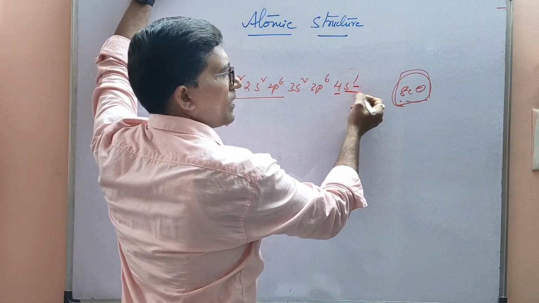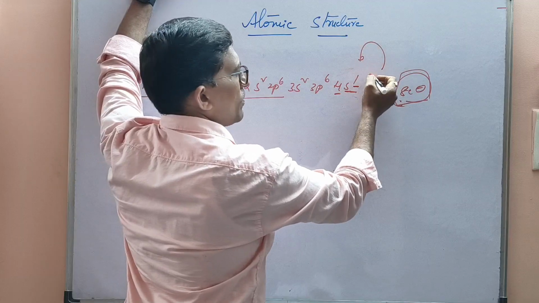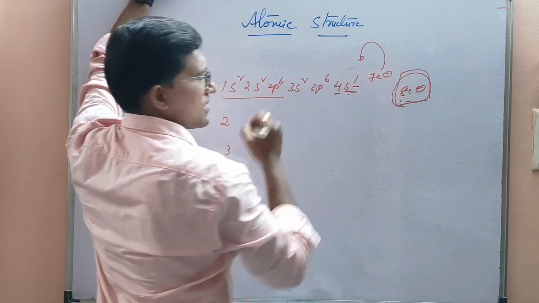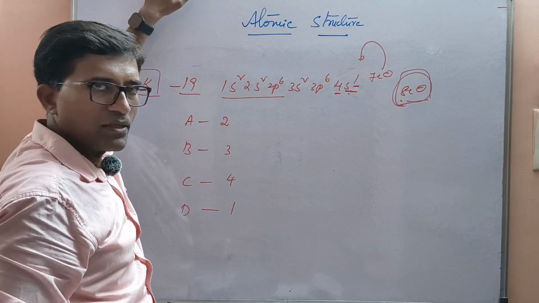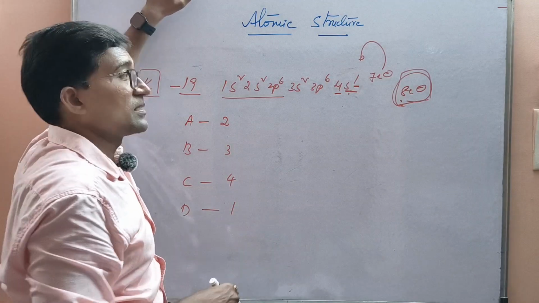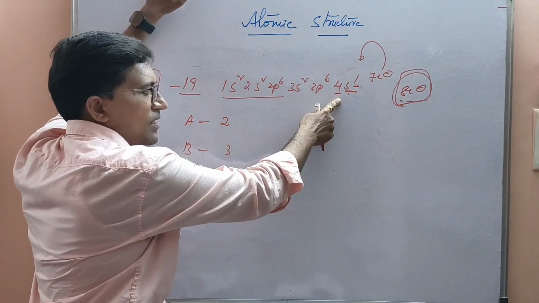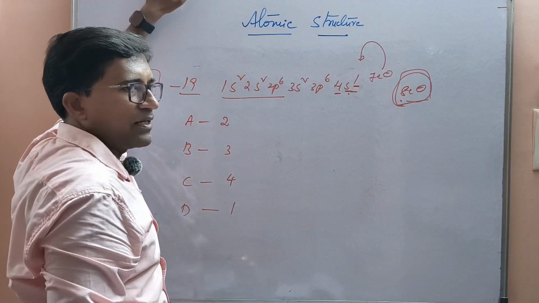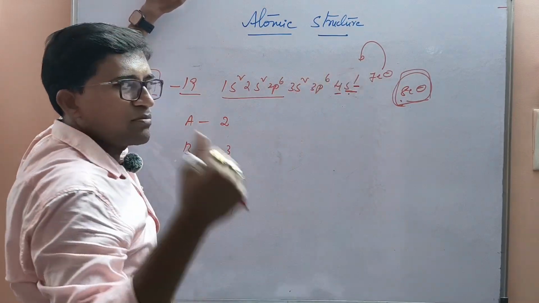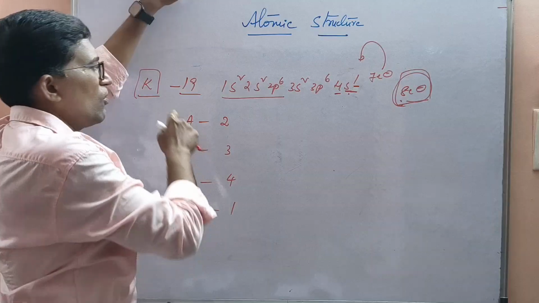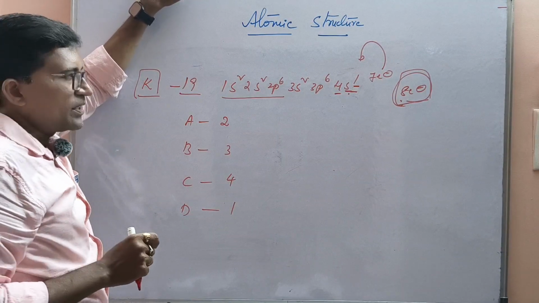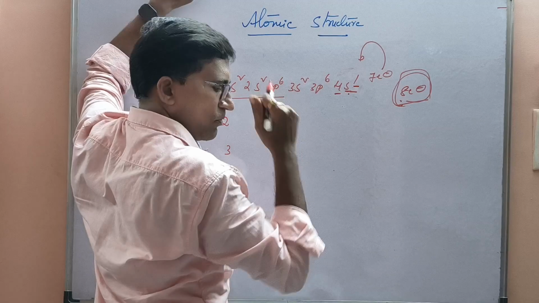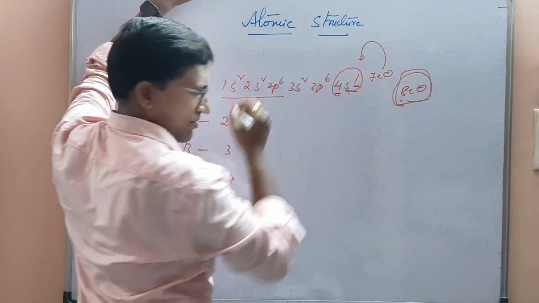How many are there? Only 1. So to become stable, it is supposed to gain how many more electrons? 7 electrons. Can this s orbital gain 7 electrons like that? It is highly impossible. Only 1 electron is in the last shell, 8 are required, so it is supposed to gain 7, which is much more difficult. Then potassium will opt for one easy way. To become more stable, I will lose this electron.